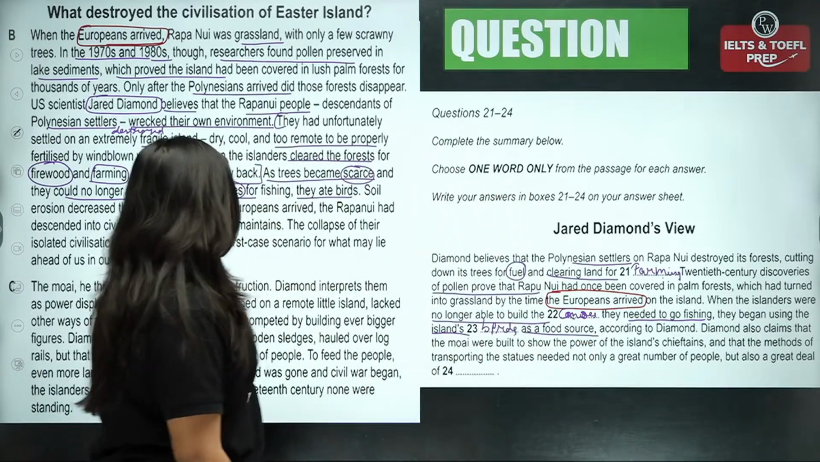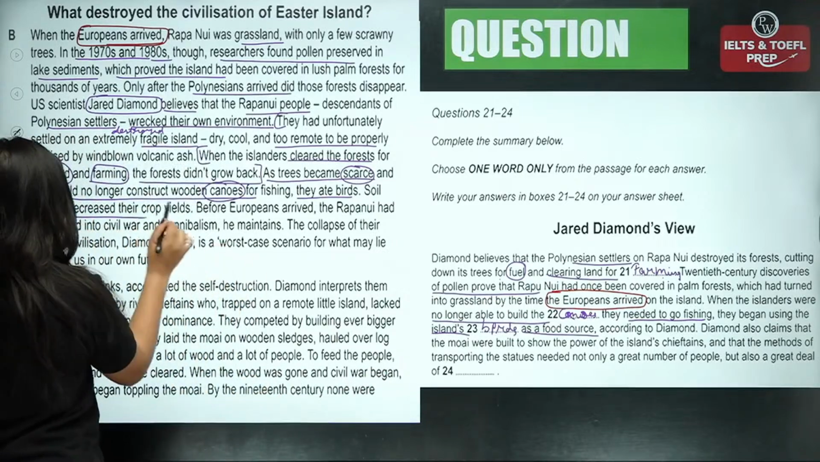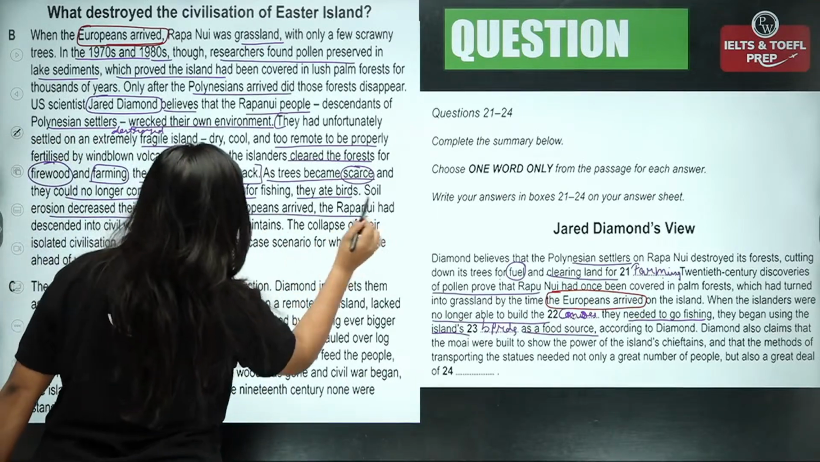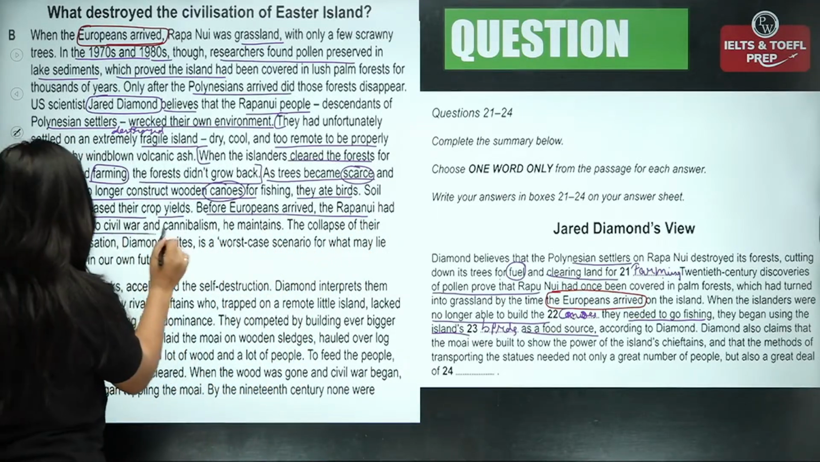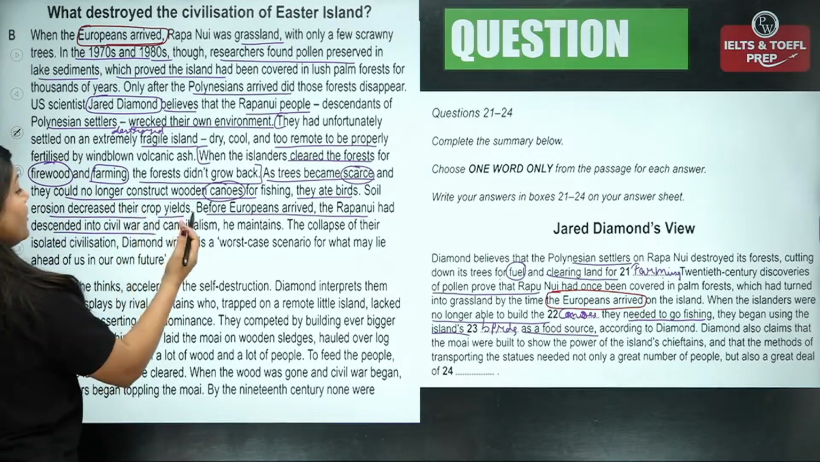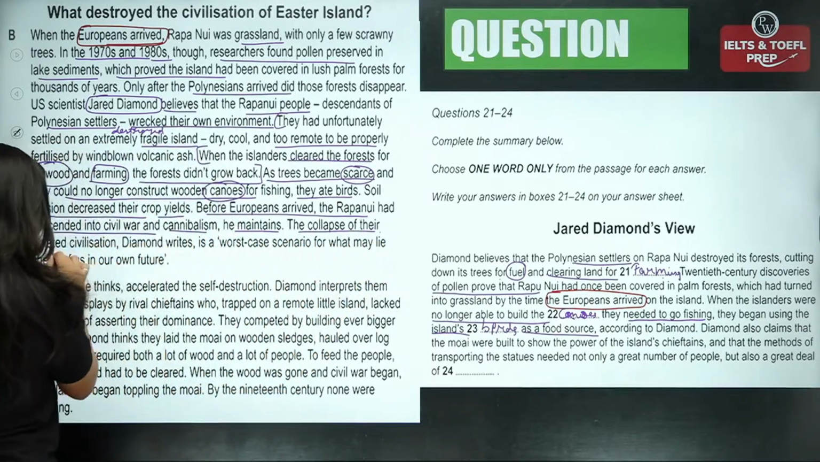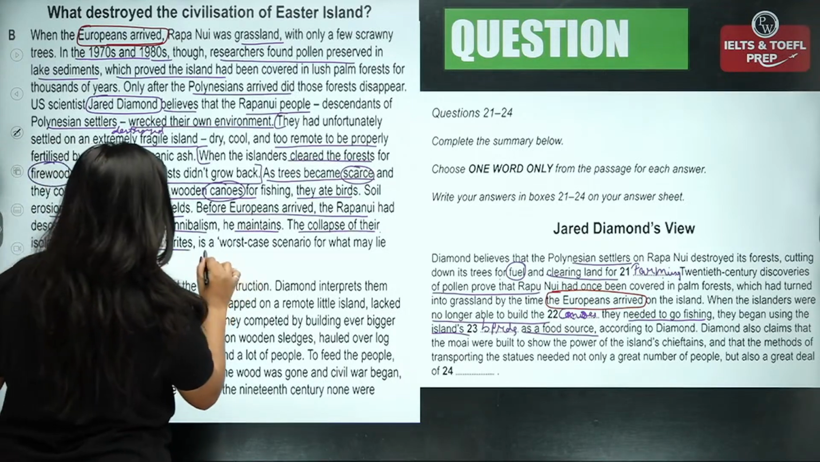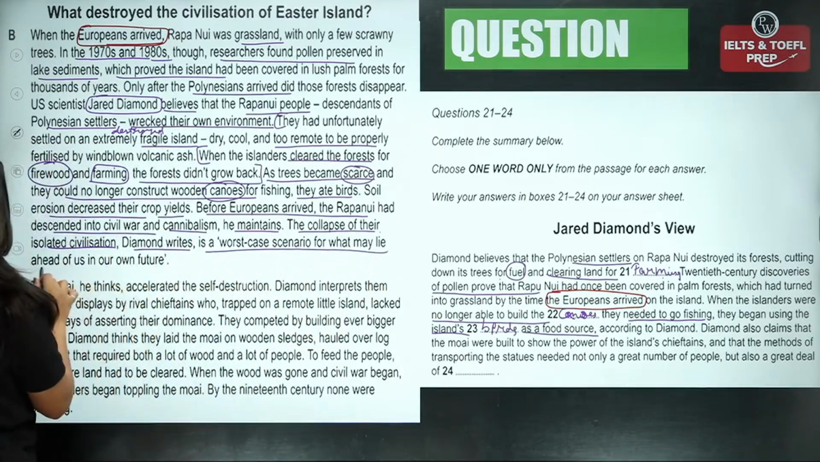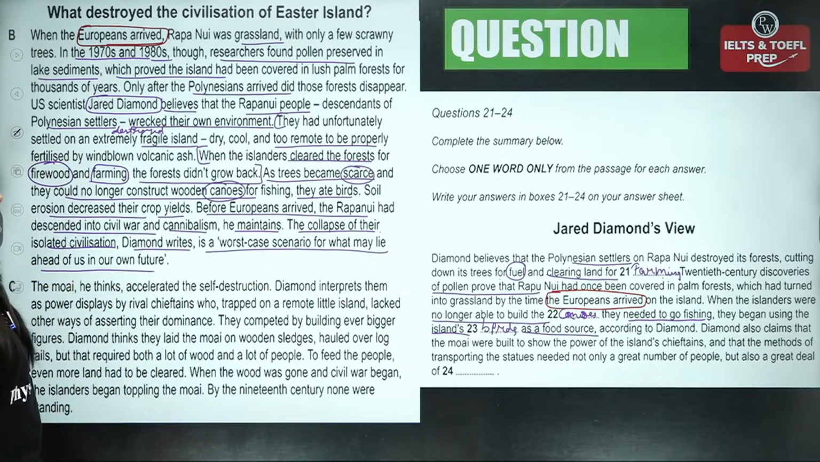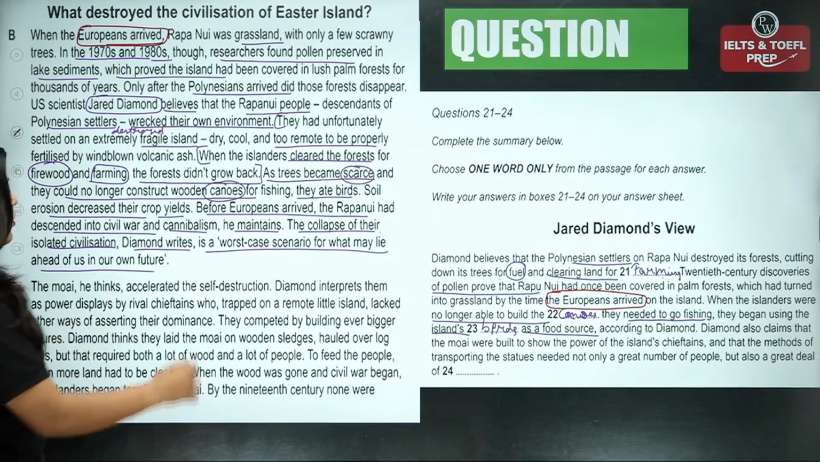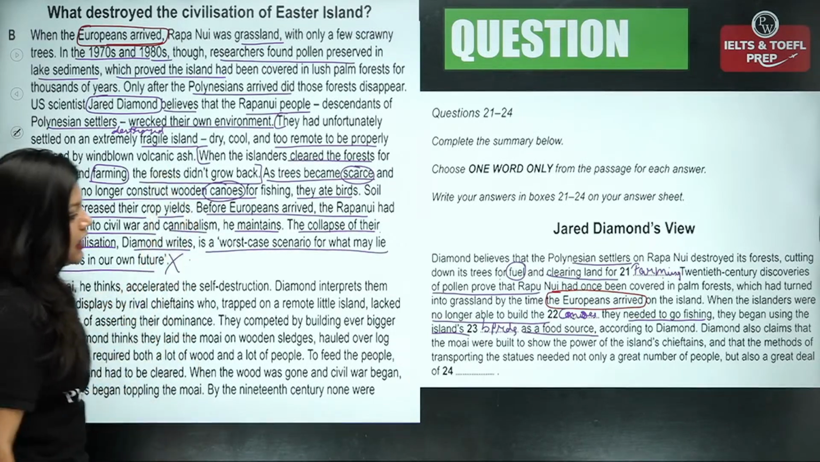Okay, they ate birds. Soil erosion decreased their crop yield before Europeans arrived. The Rapa Nui had descended into a civil war and cannibalism. He maintains the collapse of their isolated civilization. Diamond says it is a worst case scenario for what may lie ahead of us in our own future. Didn't get it? Okay, fine, done till here. Okay, now let's move ahead.